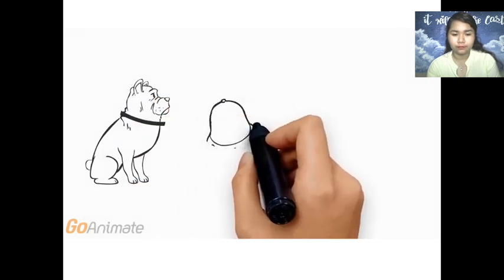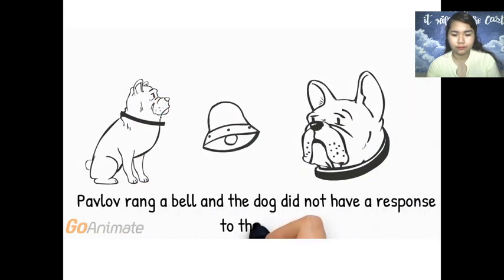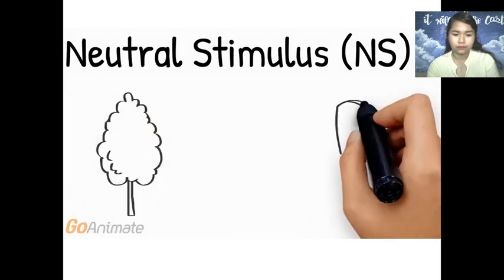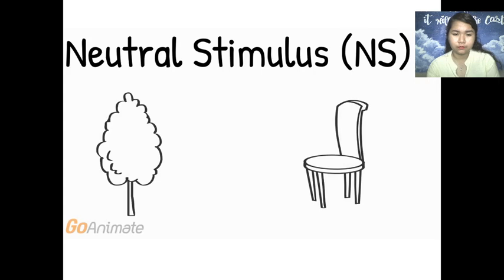Pavlov rang a bell in front of the dogs in his study. The dogs did not have a response to the ringing bell. The bell at this point is a neutral stimulus, or NS. A neutral stimulus, or NS, does not produce a response. If I see a tree outside and don't pay much attention to it, this would be a neutral stimulus. If I see a chair at a cafe and don't react much to it, that would also classify as a neutral stimulus.